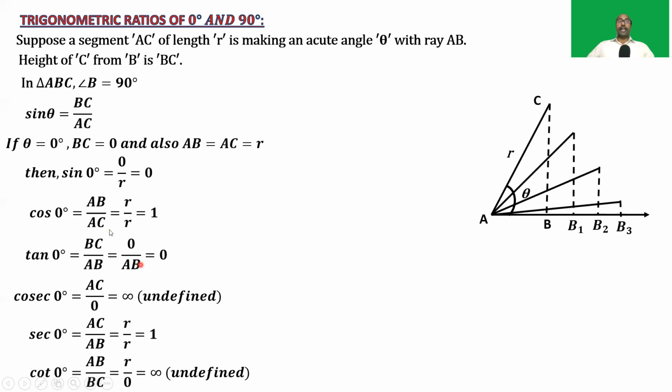Okay, students. So we got the trigonometric ratios for 0 degrees. Sin 0 degrees is equal to 0. Cos 0 degrees is equal to 1. Tan 0 degrees is equal to 0. Cosec 0 degrees is undefined. Sec 0 degrees is equal to 1. Cot 0 degrees is also undefined. We have sin 0 degrees equal to 0, and cosec 0 degrees is undefined. That is, the inverse of 0 we take as undefined; the inverse of an undefined value is 0, and the inverse of 0 we take as undefined.